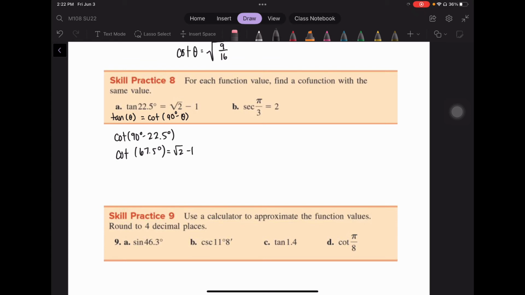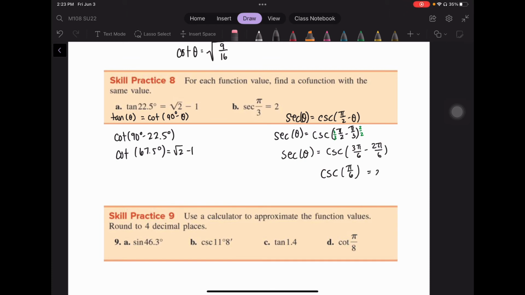Secant and cosecant are cofunctions. The secant of theta is equal to the cosecant of pi over 2 minus theta. And I'm using pi over 2 here because the question was given to me in radians, so I want to keep it in radians. This means that the secant of theta is equal to the cosecant of pi over 2 minus pi over 3. I want to find a common denominator. So I'm going to multiply the first one by 3 over 3 and the second one by 2 over 2. The secant of theta is also equal to the cosecant of 3 pi over 6 minus 2 pi over 6, or cosecant pi over 6. That's equal to 2.